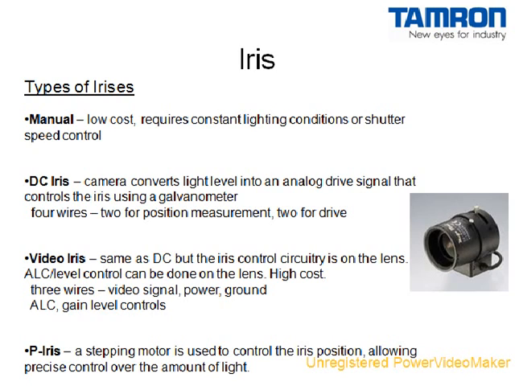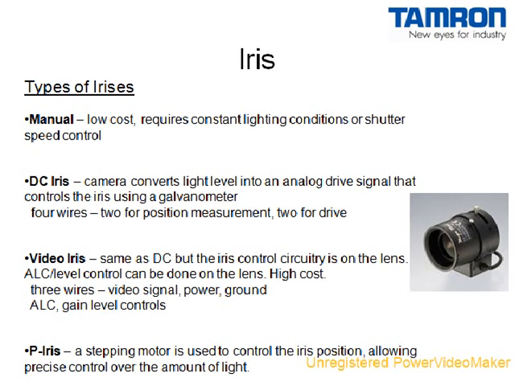Manual irises must be opened and closed manually by the user and cannot be controlled remotely. This type of iris is only suitable in unchanging lighting conditions or for cameras that have shutter speed control that can compensate for changes in the lighting conditions.